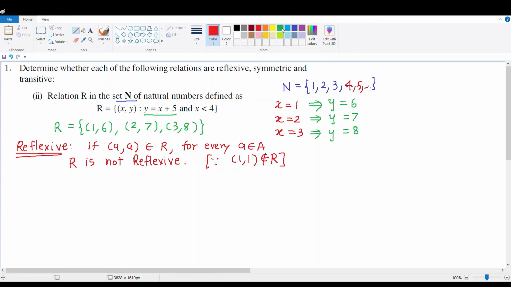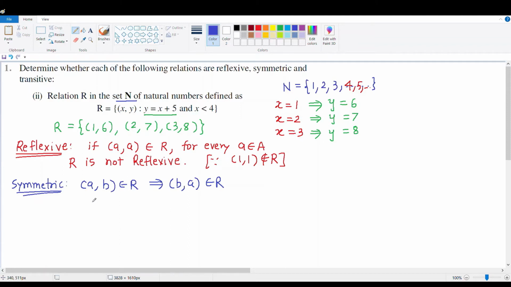Now let's check for symmetric. Okay, now the definition of a symmetric relation is that if you have (a, b) in your set R, then there must be (b, a) also in that set R. So look here, you got (1, 6) here. That means if (1, 6) is in R, then (6, 1) must also be in R. See, AB, BA. But we don't have any, right?